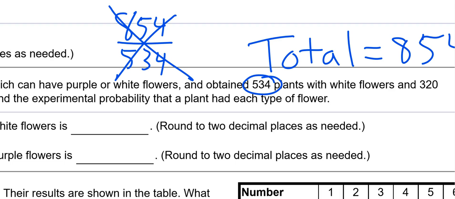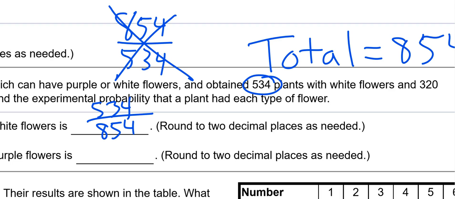Is it 1 over 854? No, we've got more than one white flowering plant out of 854. Oh, there you go, 534. Close, but no cigar. I need you to think. That's the whole point. I do not need you to reduce the fraction. I don't even care if you change it to a decimal. If you feel like you need to, I'm okay.